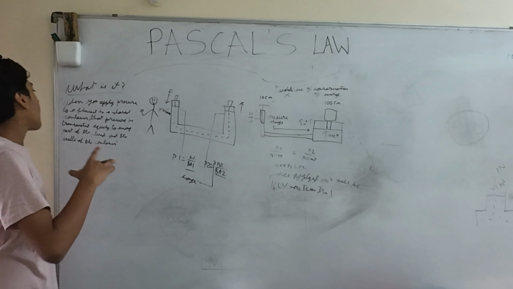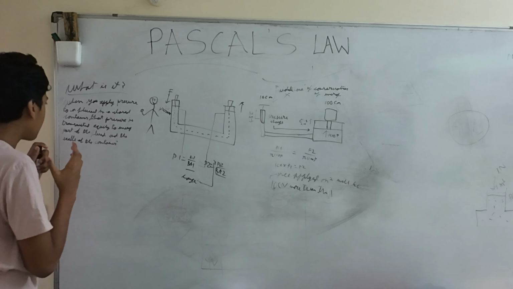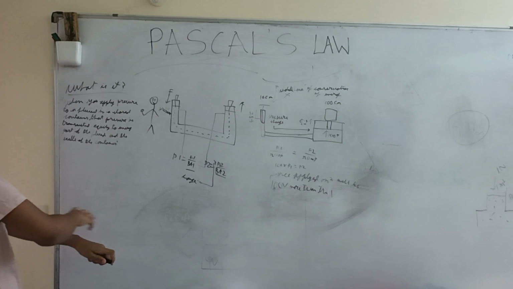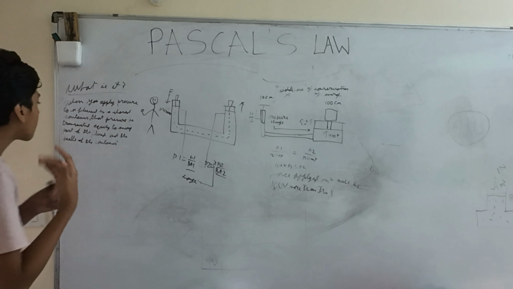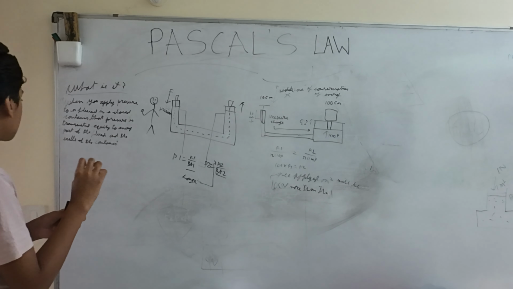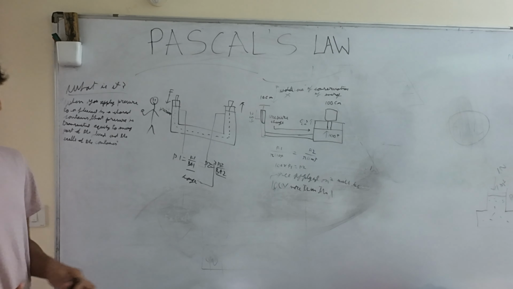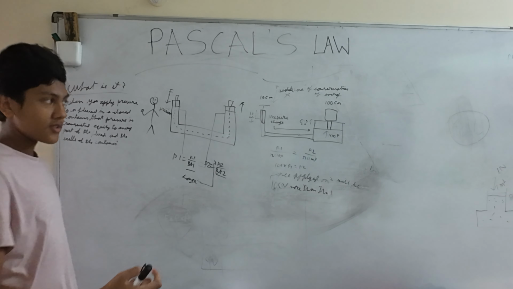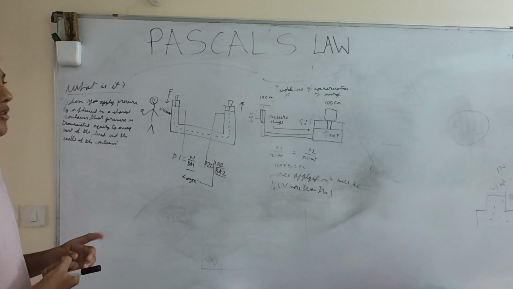It states that when you apply pressure to a fluid in a closed container, that pressure is transmitted equally to every part of the fluid and the walls of the container. For example, let's say you have a water balloon. You squeeze one side, and the pressure moves all the way to the other side, right?